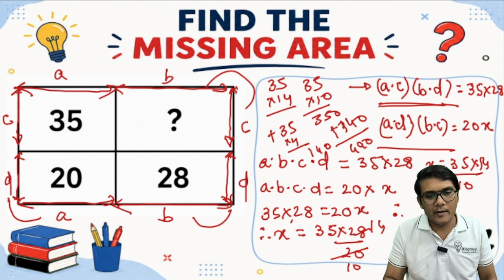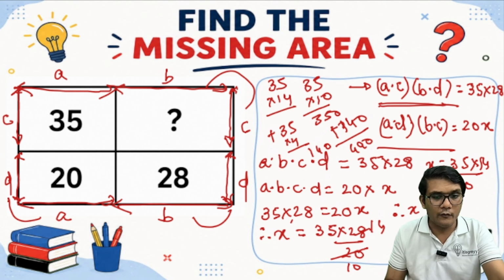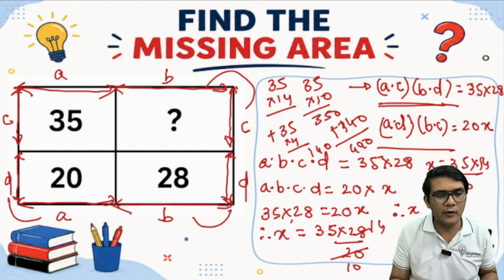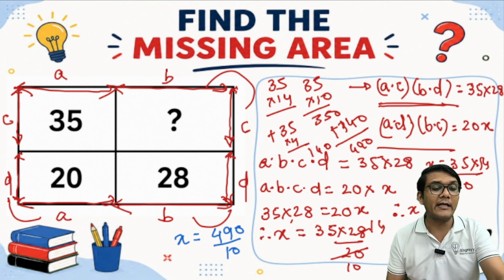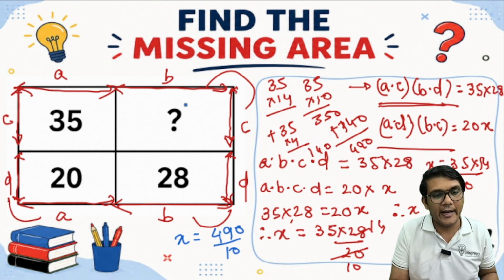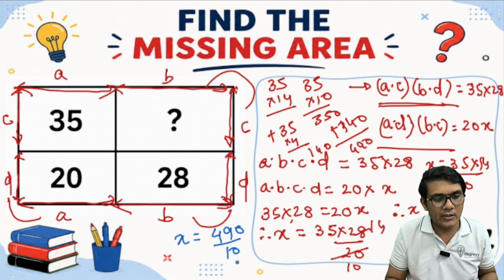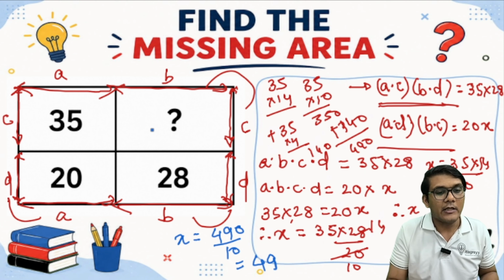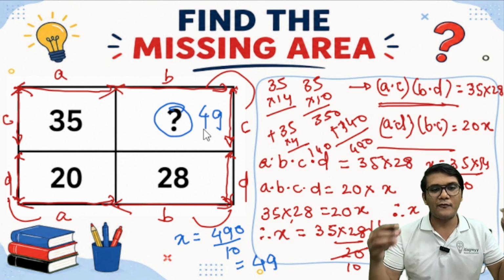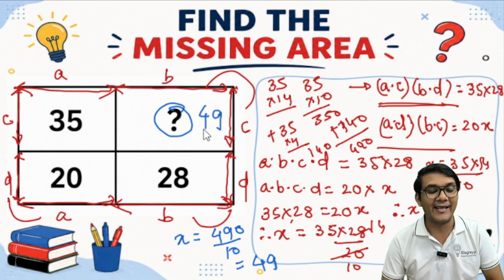So therefore x, now we need to find out the x value. So I'll write it over here. We get that x is equal to 490 divided by 10. Now 490 divided by 10, the 0 gets cancelled. Therefore x is equal to 49. Therefore this area is nothing but 49. So there you go. We have identified the missing area.